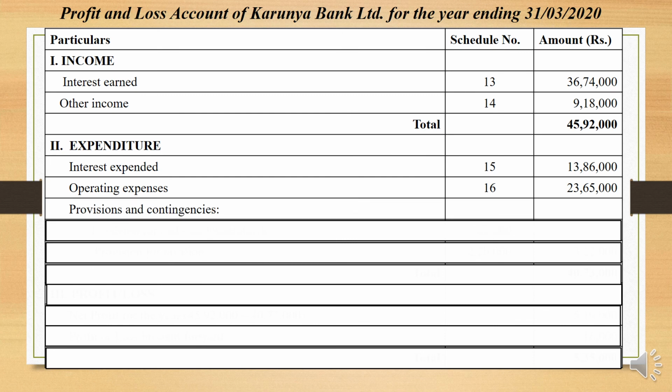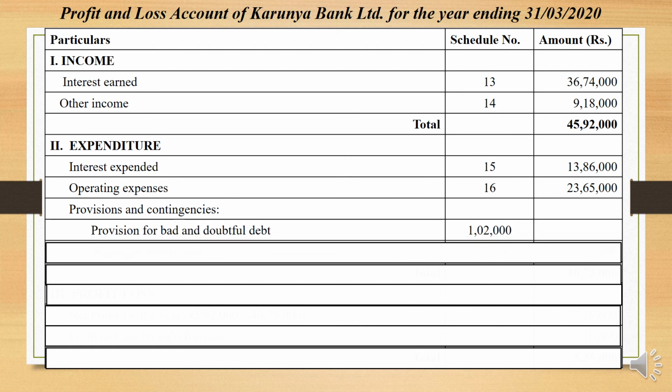As you all know, I think we have discussed in the first video that there are 16 schedules. Schedules 1 to 12 deal with the balance sheet, and 13 to 16 belong to the profit and loss account. In addition to that, after schedule 16, we have one more item called provision and contingency, which doesn't have any schedule. But under this, there are two items.